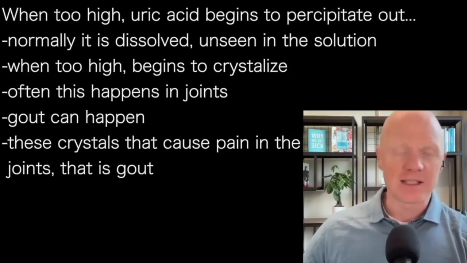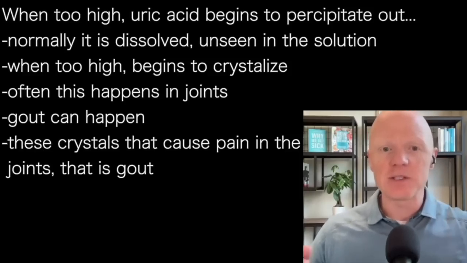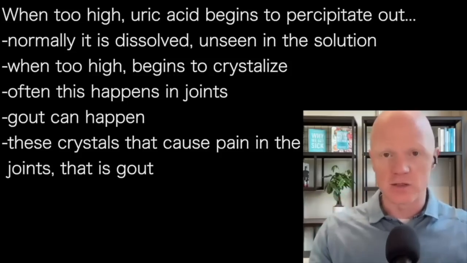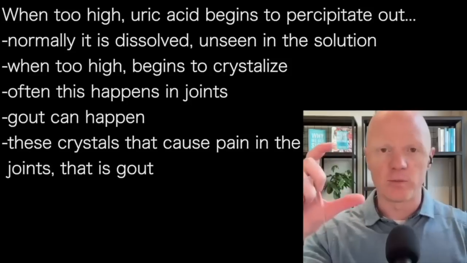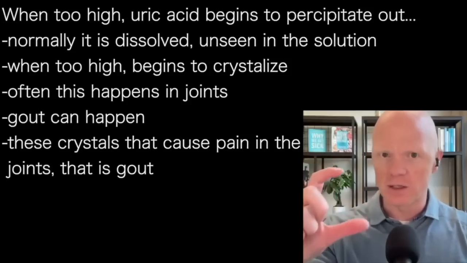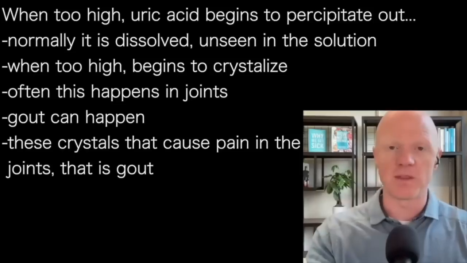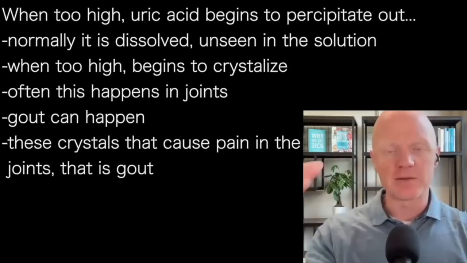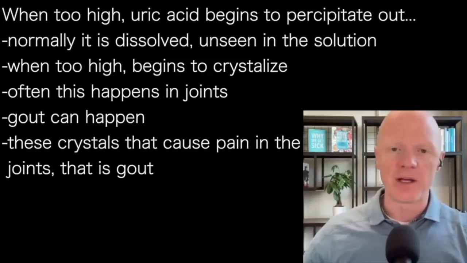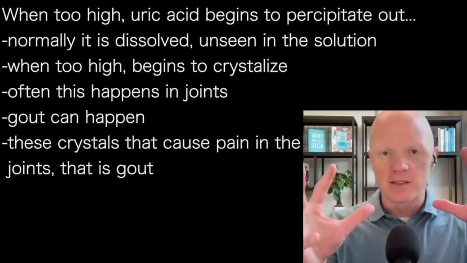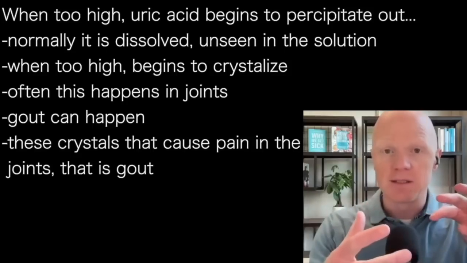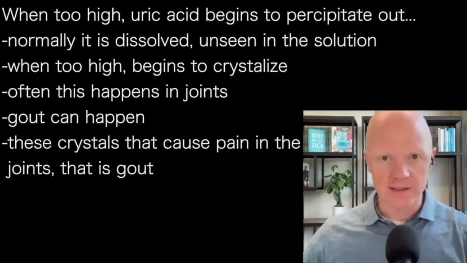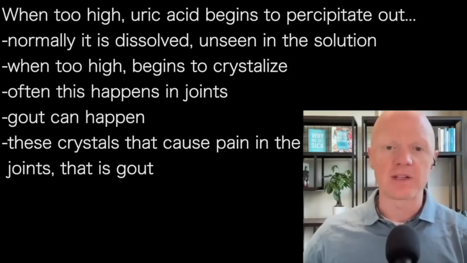And when uric acid levels get too high, it can actually start to precipitate out. So normally the uric acid is dissolved. And if you were looking at a tube of water with uric acid in it, you wouldn't see the uric acid. It's dissolved. It's mixed within the solvent of the water or the solution. However, when the levels start to get too high in the blood, the uric acid can start to come together and crystallize. And then they happen to crystallize often in joints. And so then the person can start to have gout.